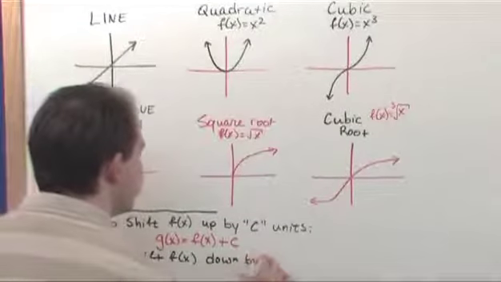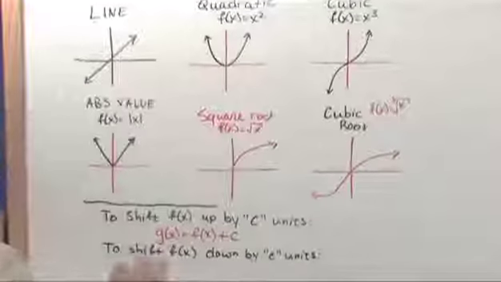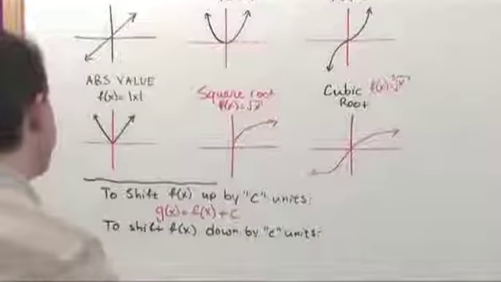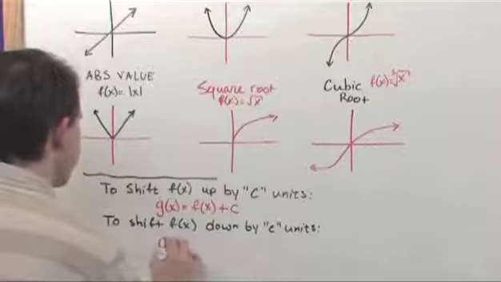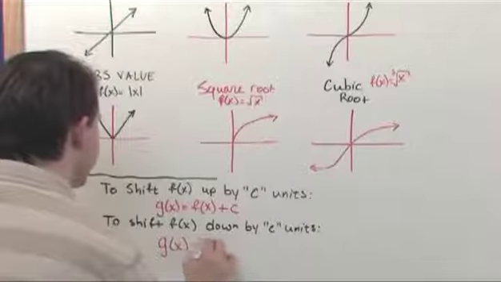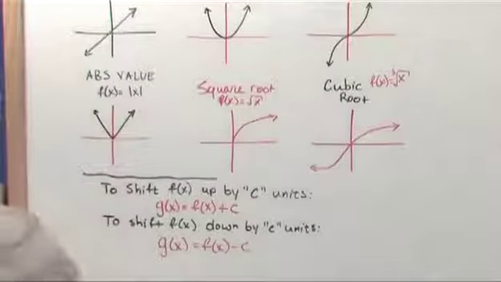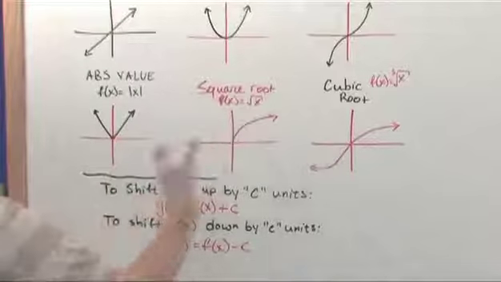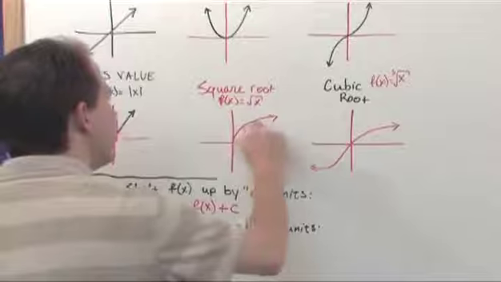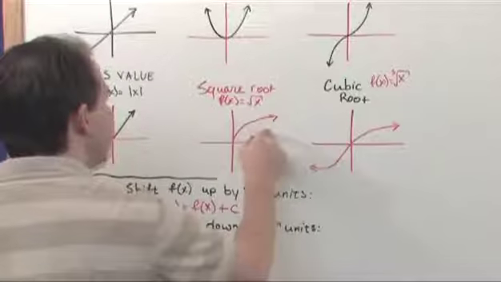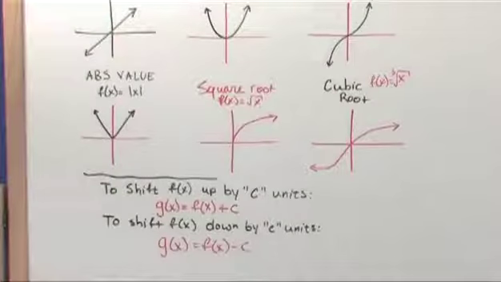by c units, okay, to shift it down by c units, what do you think you're going to do? If adding c makes it go up, then subtracting it is probably going to make it go down. f of x minus c. Okay? Exactly right. So if you take any of these functions, or any function that you have, and you subtract off a constant value, then every one of these values of f of x is going to shift down by that many, and so the whole graph is going to be shifted down.